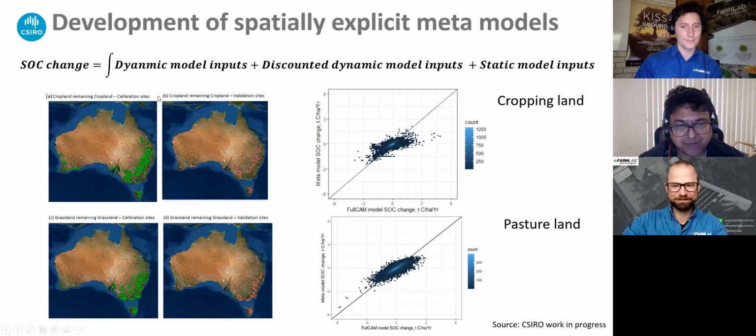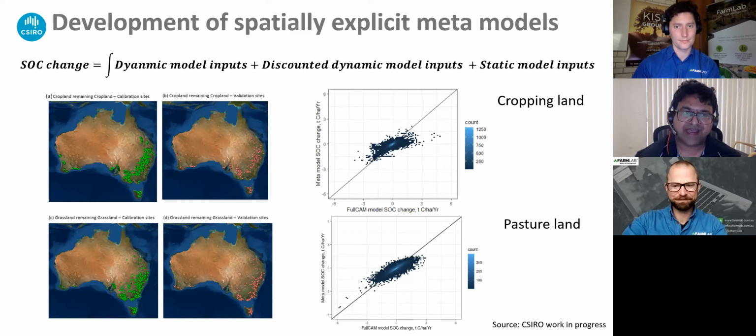So once we develop the models, we apply this model to the time series of all these locations for the croplands and then the grasslands, and we did a comparison. So I must say that in this comparison, your y-axis is your meta model predicted change, and your x-axis is the carbon stock change modeled by the FullCam model.